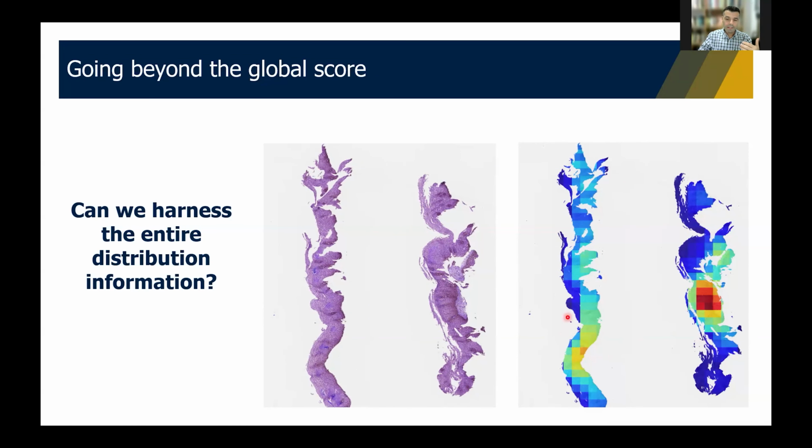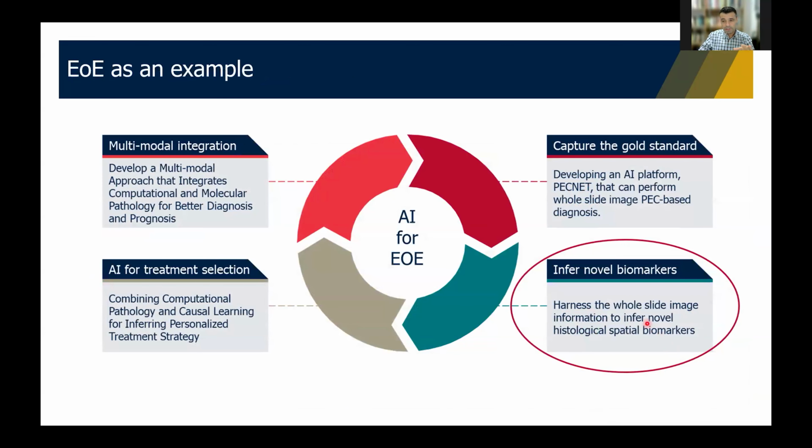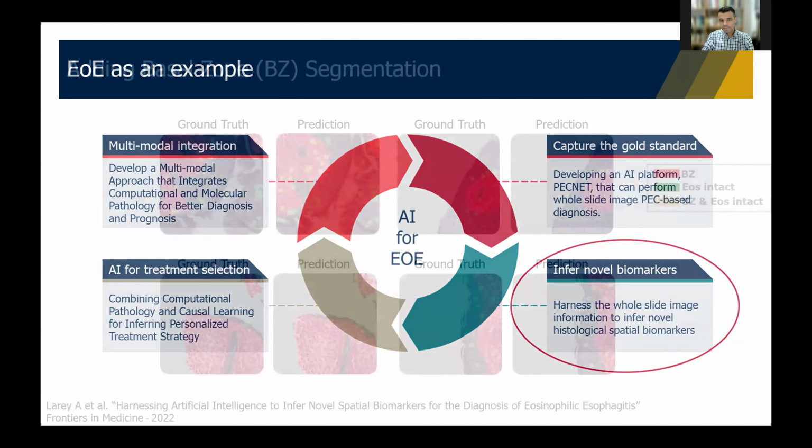And what we asked ourselves is, can we now use this information to say something interesting about the disease? Okay, and that's the second stage. We're able to capture the gold standard. Can we now, when we have this abundance of information, infer novel biomarkers?